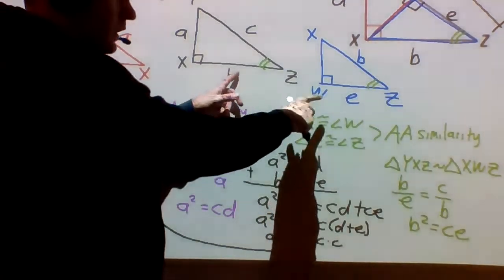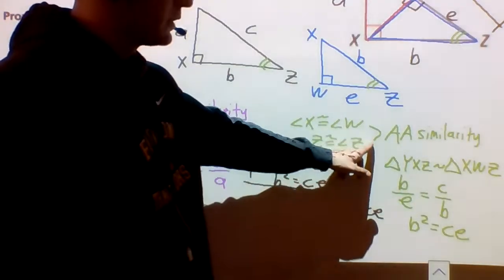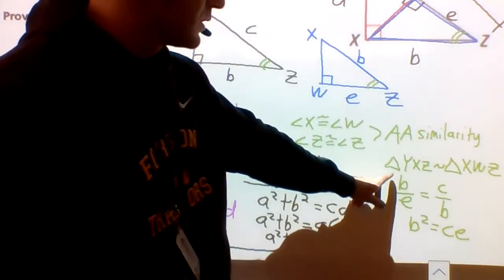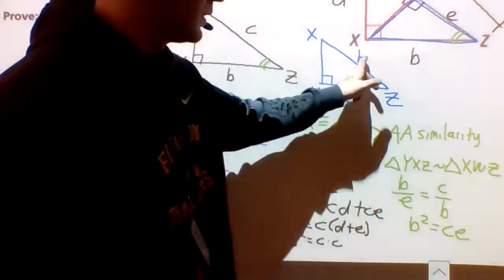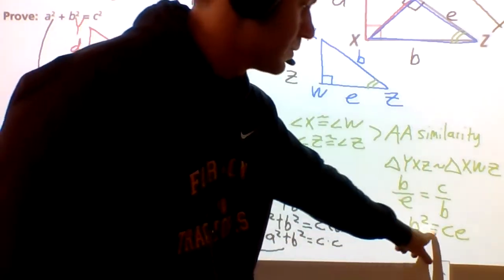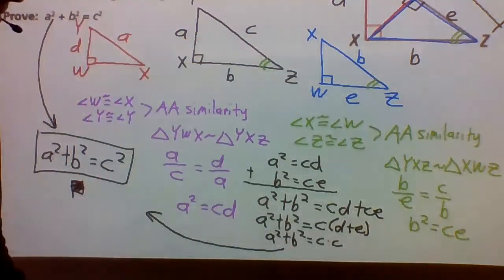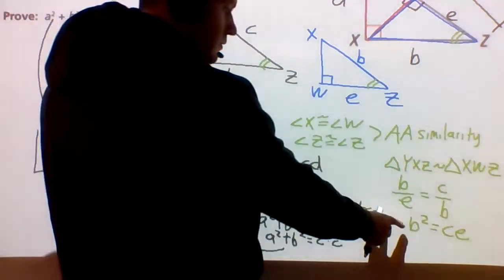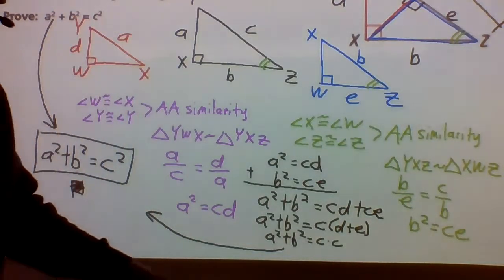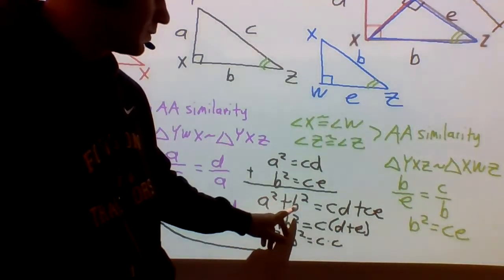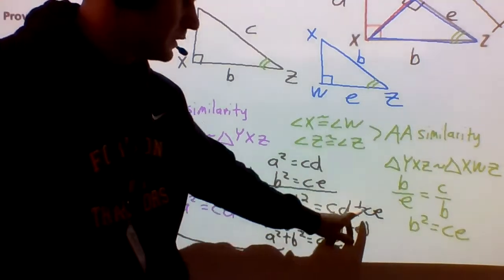We used the second two triangles. We had angle-angle similarity, so the triangles were similar, and then we set up a proportion, b over e equals c over b. We cross-multiplied, that's b squared equals ce. So we had these two equations, and then we simply added them together: a squared plus b squared equals cd plus ce.